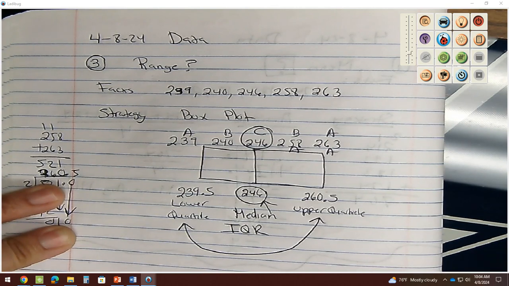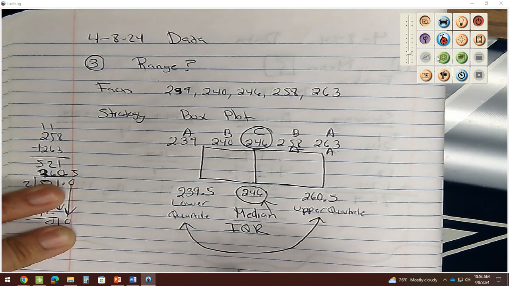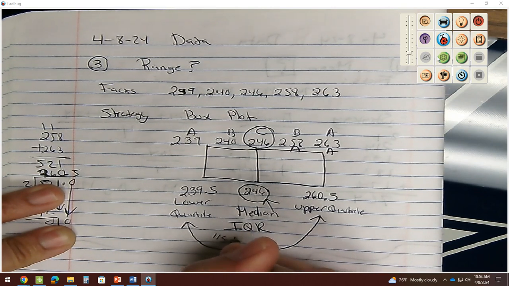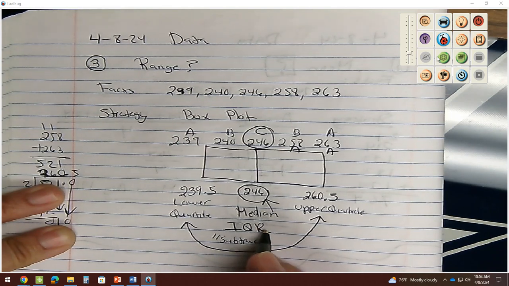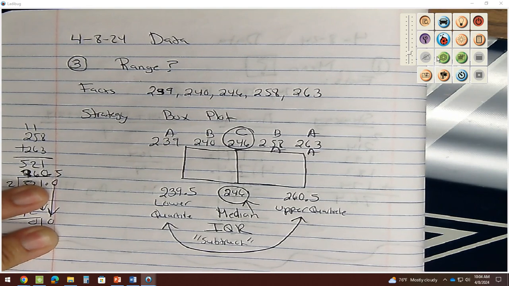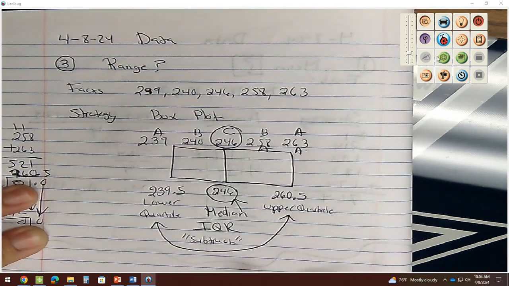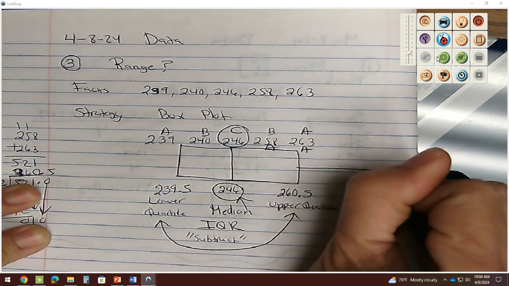If they had asked me for IQR, I would use these two, and what would I do with these two for the IQR? What do? We subtract. We subtract whenever you see the word range. Interquartile range, subtract. Okay. So who's going to help me really with range? Who's really going to help me with range? The maximum, draw your whisker.